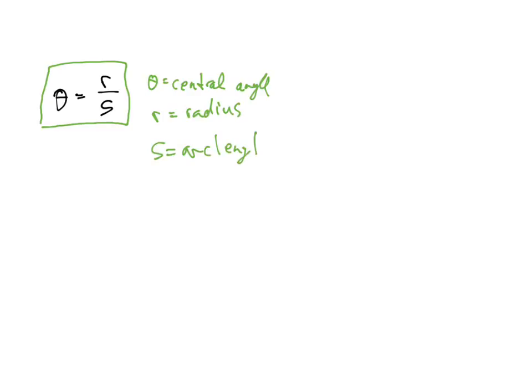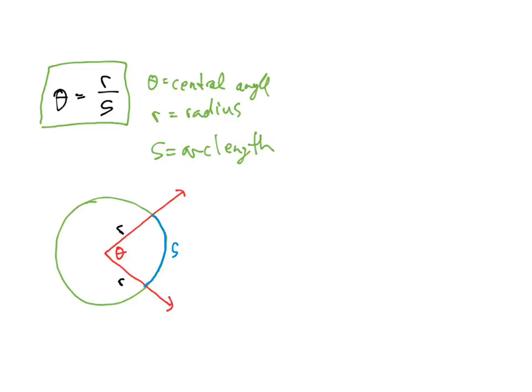The second question that came to me was, why is this true? Why does theta equal R over S? Remember, theta is just the central angle. R is the radius, and S is the arc length. So suppose we have a circle, and we have the center, the arc length, or I'm sorry, the central angle is here. The arc length is this distance here. Let's call that S. And then the radius is here and here.